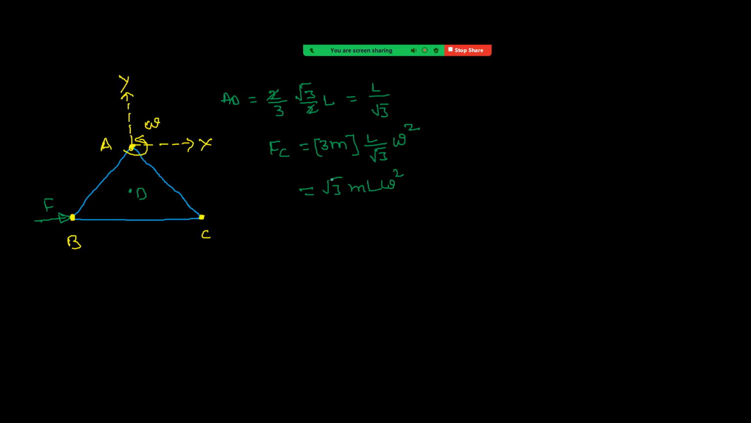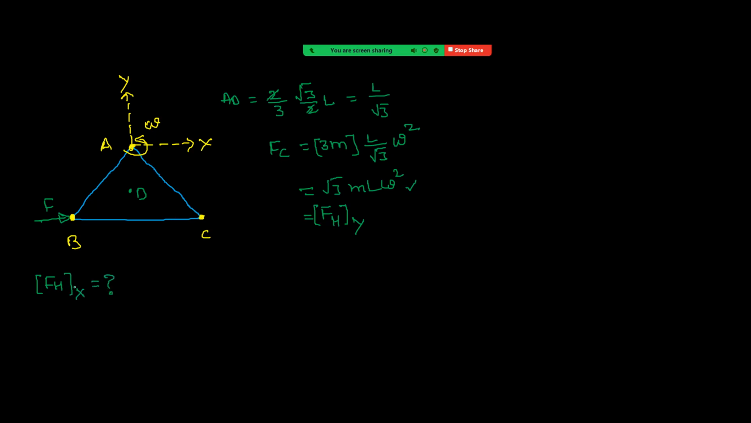That means the centripetal force remains the same. That means the y component of the hinge reaction is again equal to Fc only. This is nothing but the y component of the hinge reaction. Let us call it F suffix H, hinge reaction. This is now the y component, towards the center. So now we have to find the hinge reaction x component.